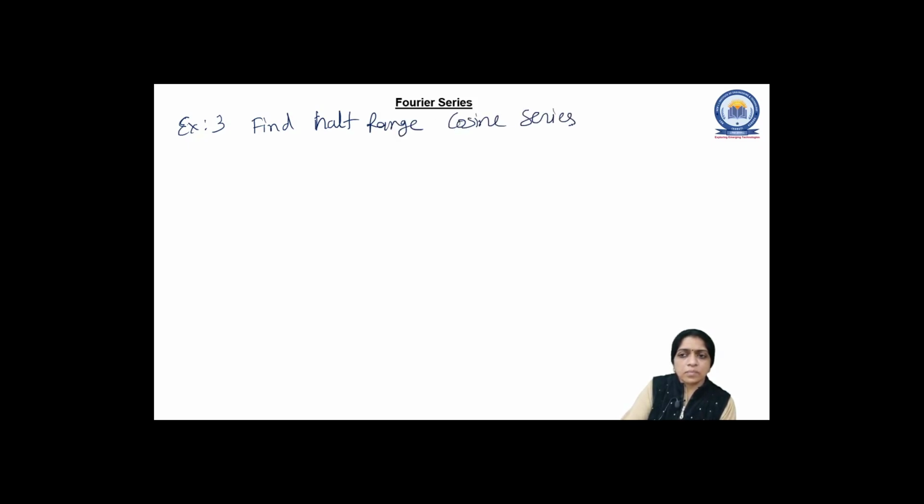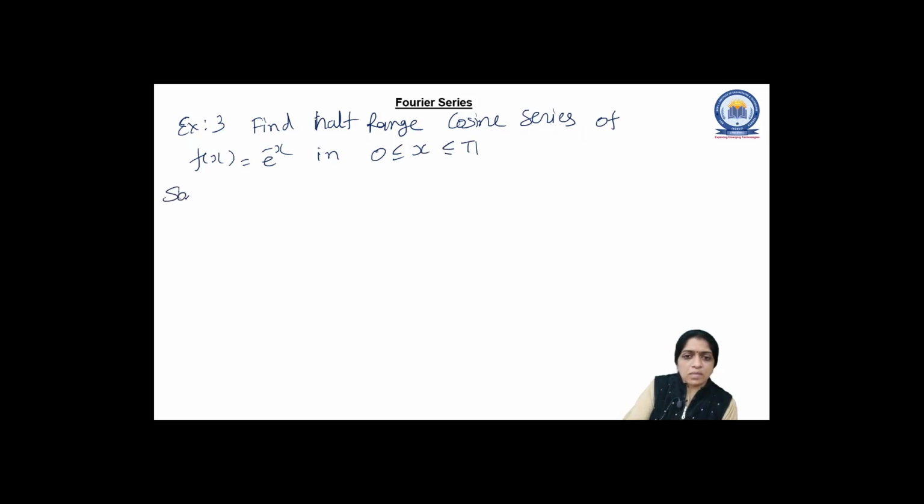Let's take one different example for the cosine series, that is the exponential function. So example 3: find the half range cosine series of f of x is equal to e raised to minus x in the interval 0 less than x less than or equal to pi.